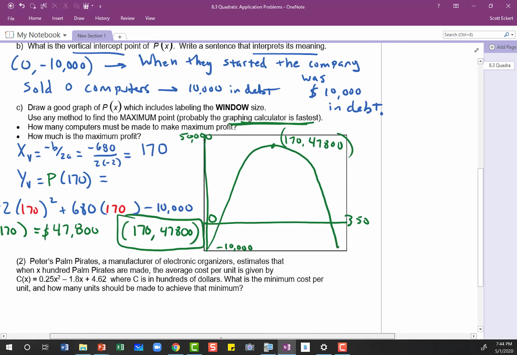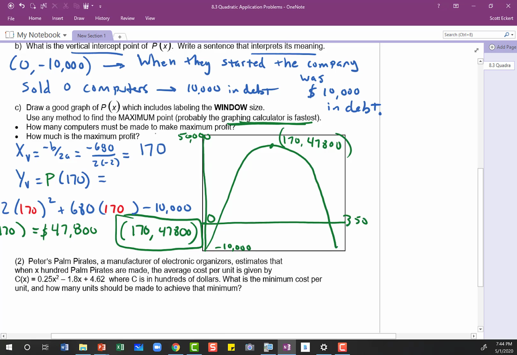They ask us 2 questions. How many computers must be made to make a maximum profit? They have to make 170 computers to get max profit. So they've got to make this many computers to get up to that highest dollar. These are the dollar amounts here. And that's the first question.